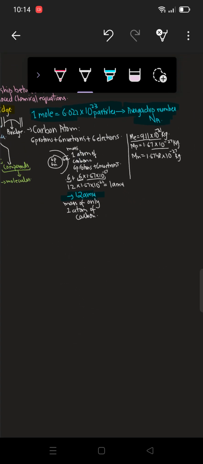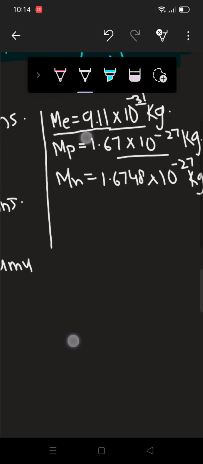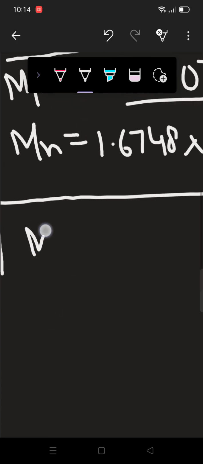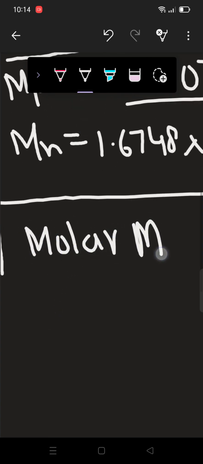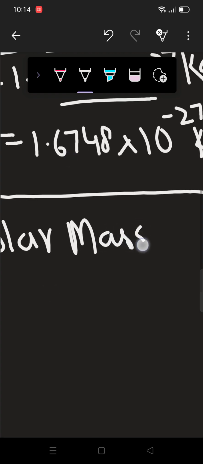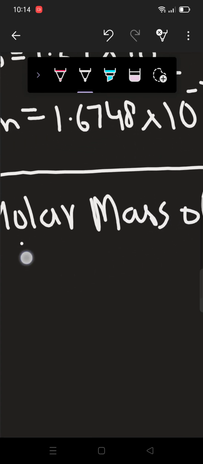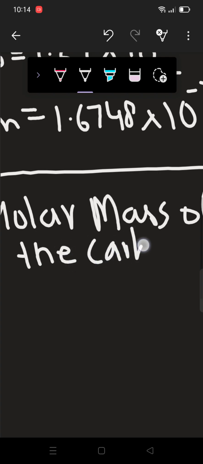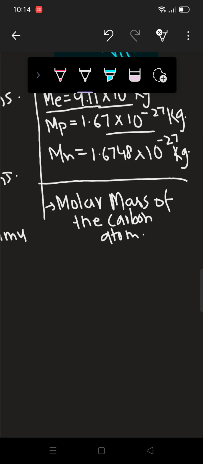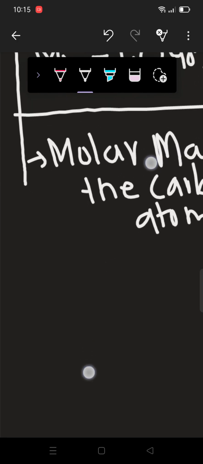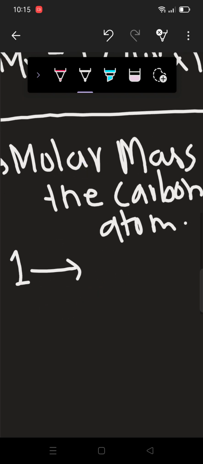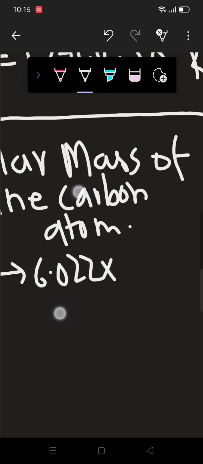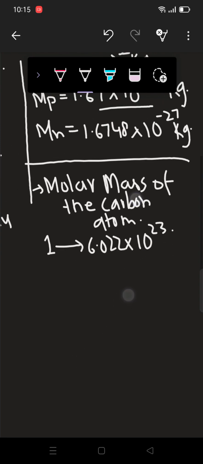But now I want to calculate the molar mass of carbon. How am I going to calculate it? Let me tell you. Molar mass of the carbon atom means the mass of 1 mole. We know that 1 mole has 6.022 into 10 to the power 23 particles.